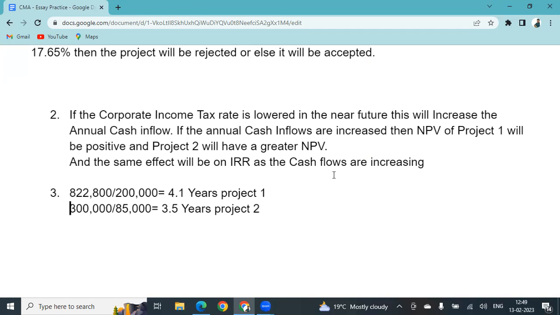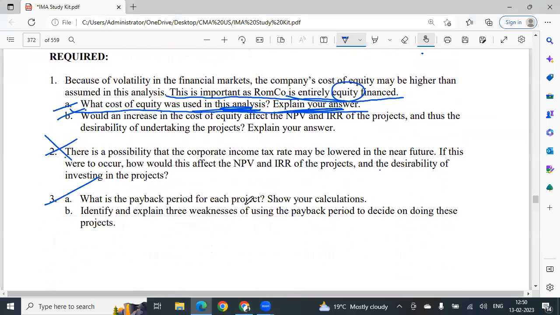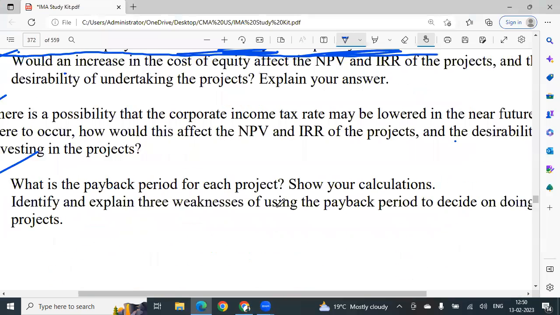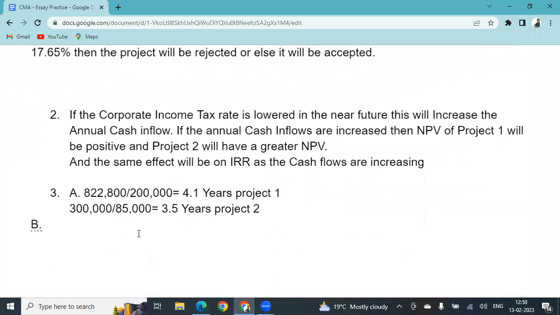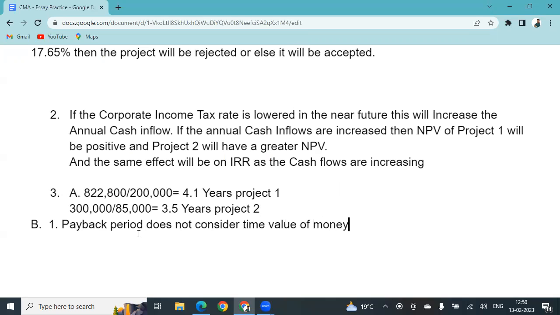Here we are done with 3.A. Now we have to go with question number B, which is asking us, identify and explain 3 weaknesses of using payback period to decide on doing these projects. So first of all, payback period does not consider time value of money. So that's why it can be not accurate.